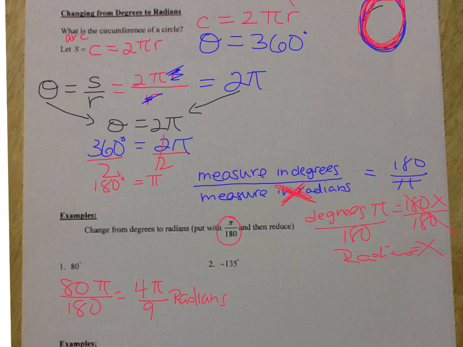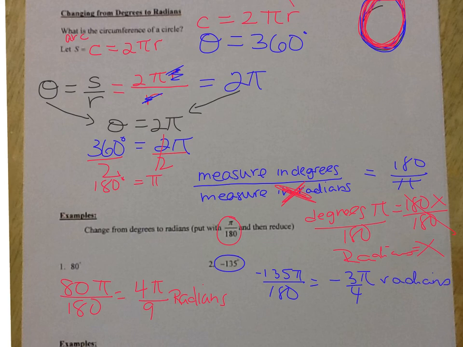All right, let's do negative 135 degrees. So I take negative 135. I put it with pi over 180. And now I'm going to plug in negative 135 divided by 180. Reduce it in your calculator. And you get negative 3/4. So it's negative 3/4 pi, and this is radians.